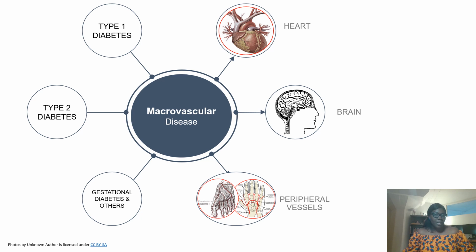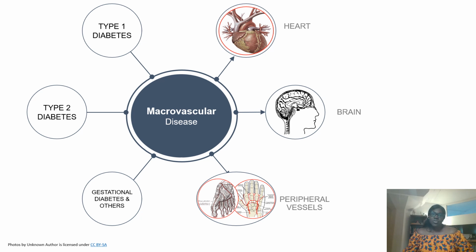This results in type 1 diabetes, where there's no insulin produced, type 2 diabetes, where some insulin is produced, and gestational diabetes, which is diabetes seen and diagnosed in pregnancy. There are other subtypes of diabetes. Now, all these types of diabetes will result in macrovascular diseases or macrovascular complications. Like the name suggests, macro means big, vascular is talking about your vessels, your arteries, and your veins. So these types of diabetes are able to cause macrovascular disease or macrovascular complications.